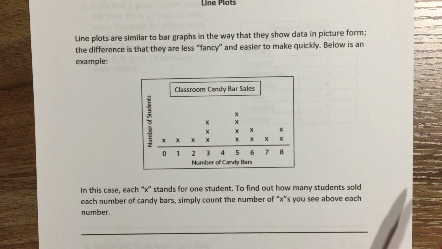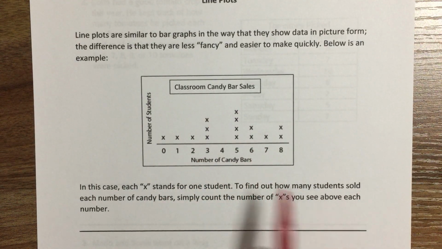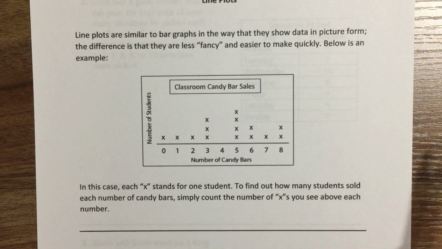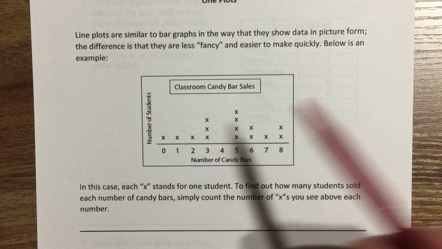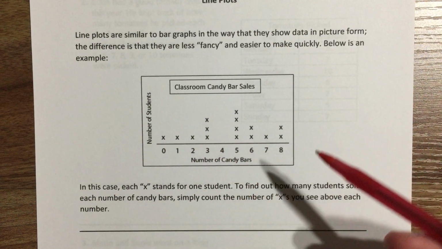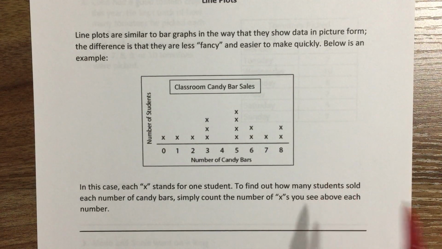In this plot that we have about classroom candy bar sales, each one of those X's stands for a student. Along the bottom it says number of candy bars, and 0, 1, 2, 3, 4, 5, and so on. We're going to assume that's the number of candy bars sold in that classroom. Maybe they're raising money, maybe you've sold candy bars as a fundraiser in your classroom before. These kids are doing a fundraiser, and this is early on. Some sold only a few, and some have sold a lot already.